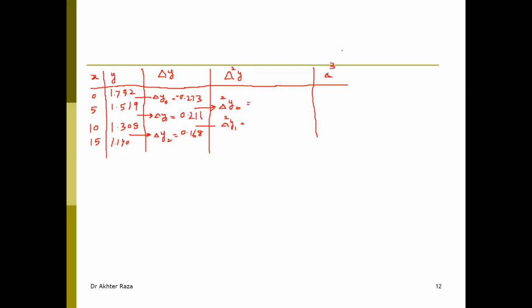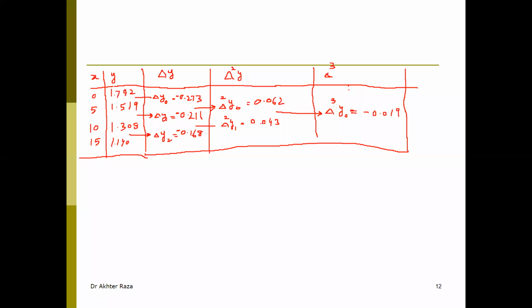What are the answers? In this simple difference table, if we have four observations, as I told you earlier, then the third order simple differences will be constant, and the fourth order and higher order differences will be zero. So you can observe it here. Now, what is the objective?